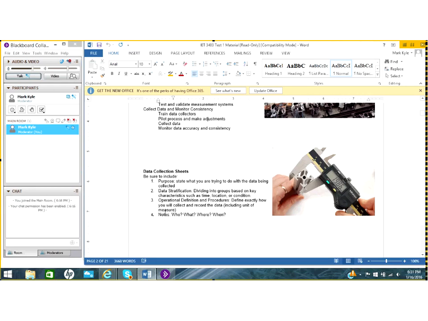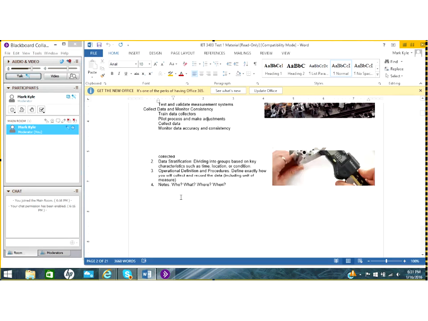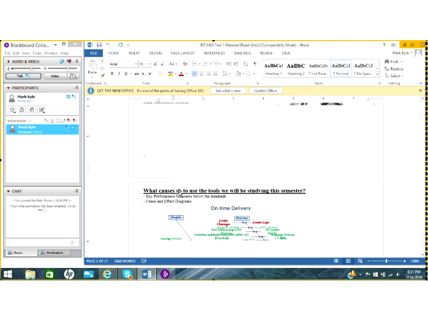So that's the concept of operational definition. And also, as far as data collection sheets, you need to make sure that your notes state who, what, when, and where, whenever it's appropriate, so that you can clearly, again, stratify your data and have good data collection notes.